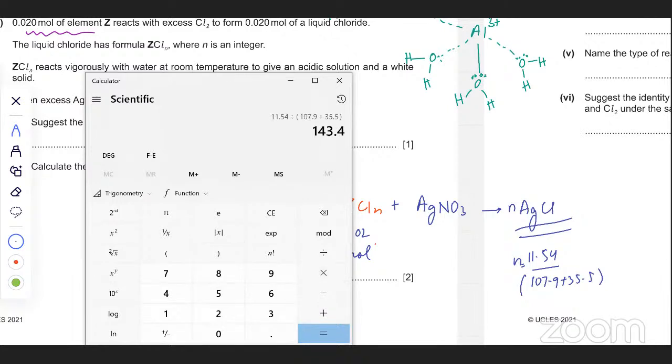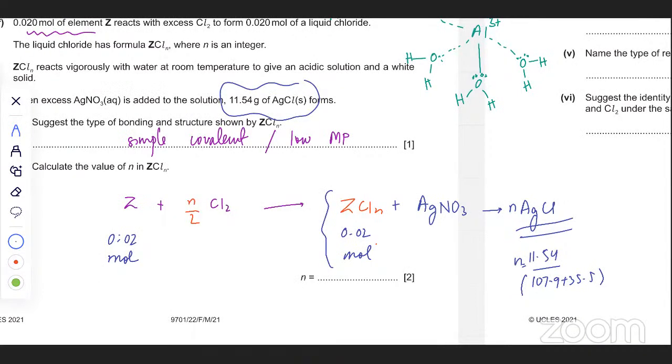So I'm just going to open my actual physical calculator and forget this desktop calculator. So 11.54 divided by 107.9 plus 35.5. And I get 0.08. So the moles I'm getting for this are 0.0805.